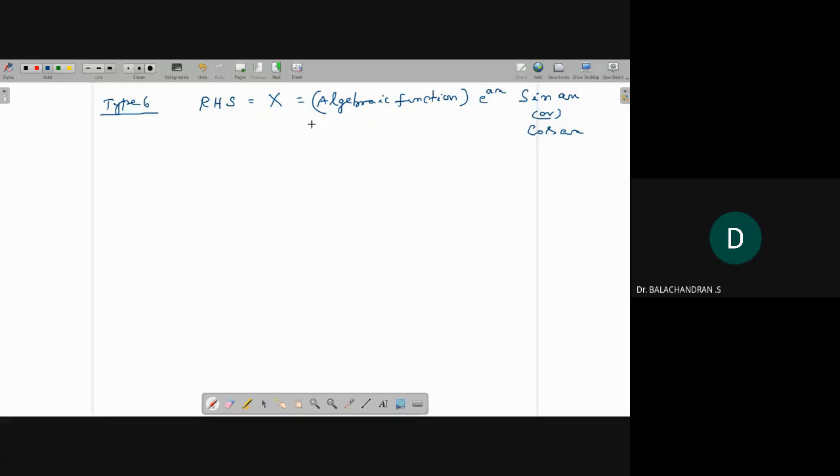So that means you know that type 4 is e power ax into v of x, where v of x is either sin ax or cos ax or an algebraic function. In type 5, we have algebraic function into sin ax or algebraic function into cos ax. Now all the possible three combinations, that is algebraic function, exponential, sin ax, or algebraic function, exponential, cos ax. So this is type number 6. So directly I go to the problem.